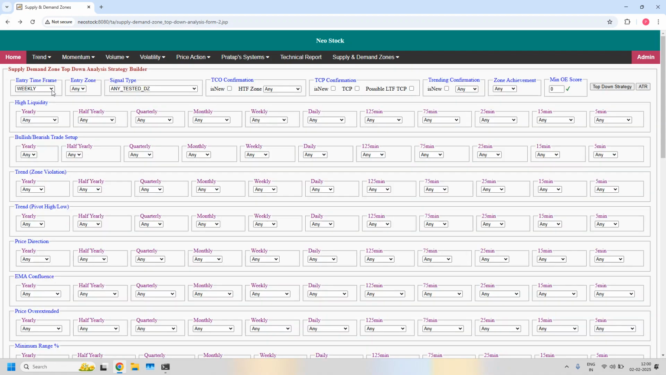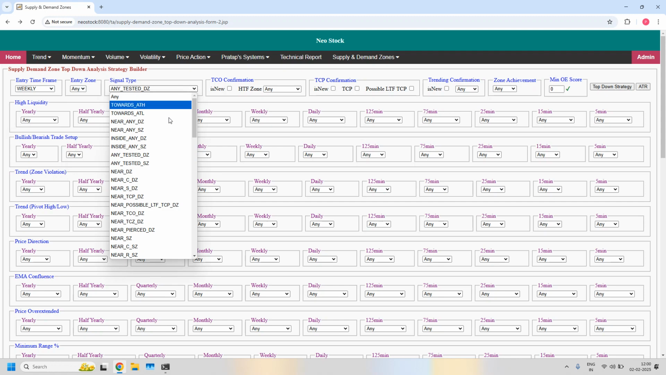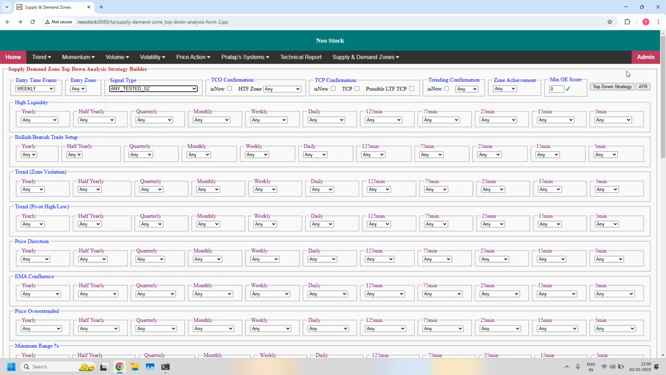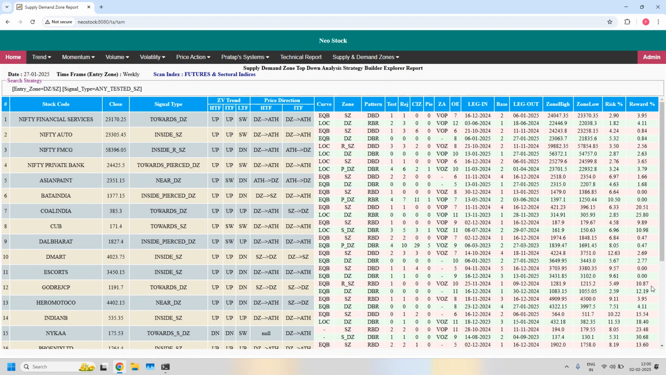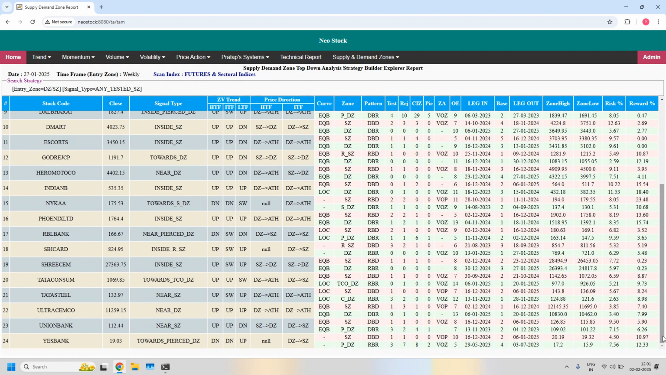Similarly, let us look for tested weekly supply zones on the weekly time frame. 24 weekly supply zones are tested during this week. So, first 15 stocks in the list. I am scrolling the list down. So total 24 stocks are filtered. These 24 weekly supply zones are tested during this week.